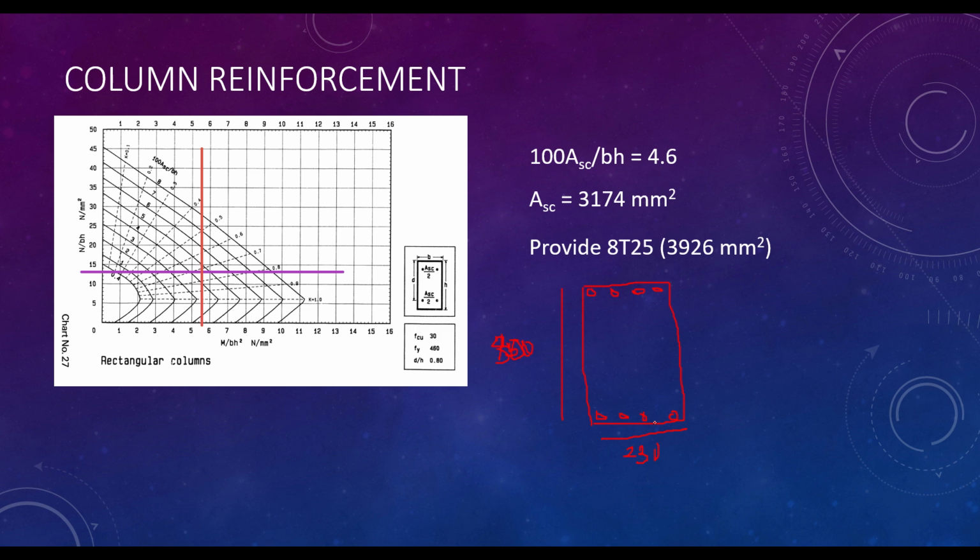You add the M-add that you got to the initial moment to calculate the total moment. With that value, you now come to your column chart. You read N over BH against M over BH squared, and then you determine a new value of K. With your new value of K, you do the same thing again. You calculate M-add and M-total, and then come to the chart. You do this until you get a steady value of K. Once you get a steady value of K, whatever the intersection of N over BH and M over BH squared is at that point is going to be your percentage of reinforcement. And with that, you can provide for the reinforcement.